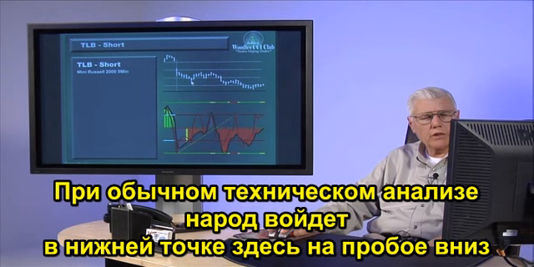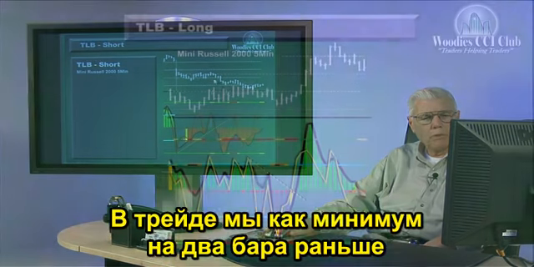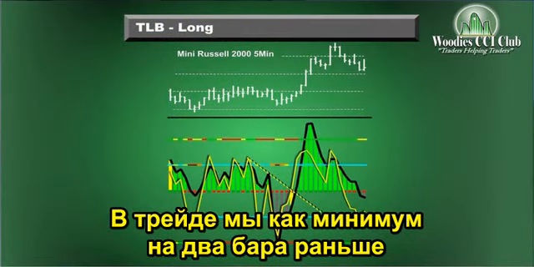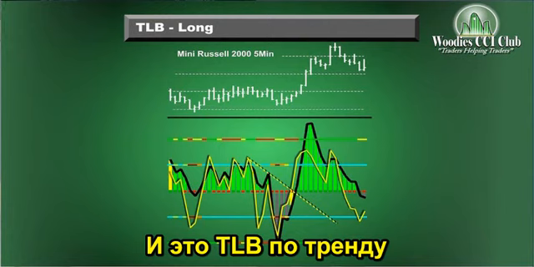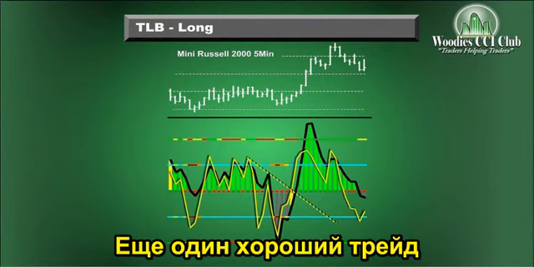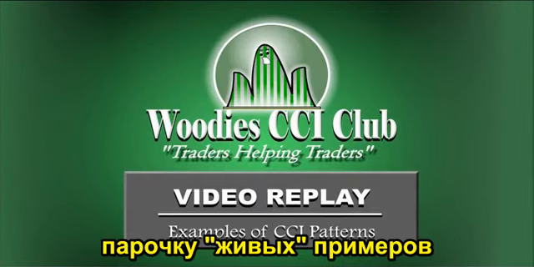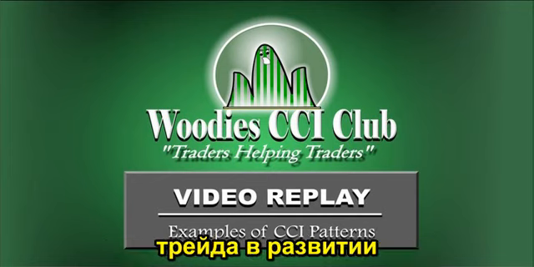Normal technical analysis people got in at the low here on breaking that low. That's why that big bar there. But we're into the trade at least 2 bars ahead of the rest of the world with a trend line break with the trend for another nice trade. Next, I'm going to show you a couple of live examples of the trade in progress.